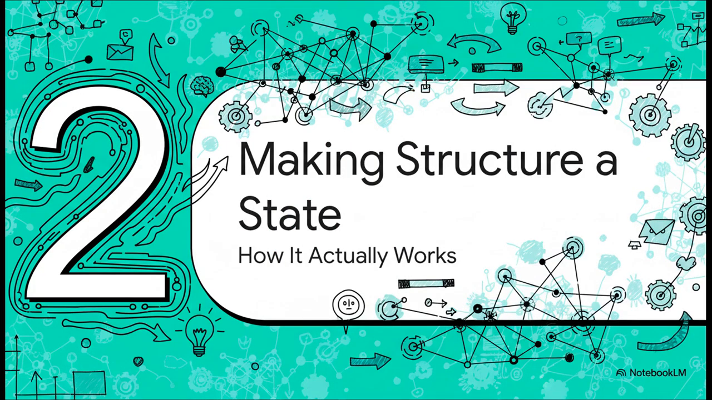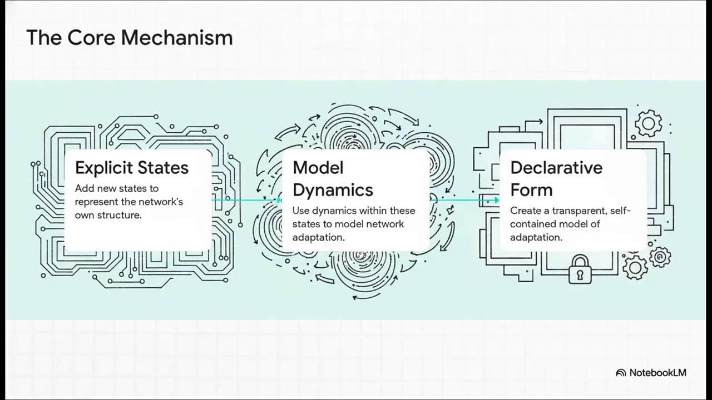But how do you actually do that? I mean, how do you take something abstract like network structure and turn it into a real, tangible part of the system that it can then modify? Well, it happens in 3 key stages. First, you create that mirror we talked about. You add those new states that represent the network's own blueprint.